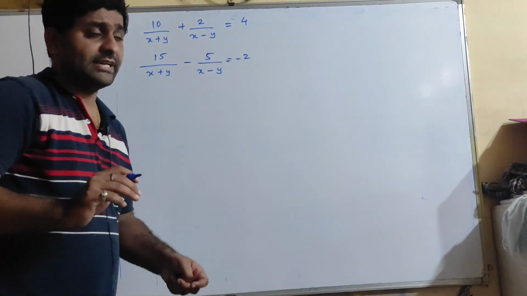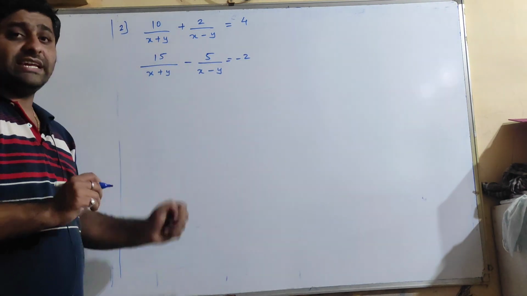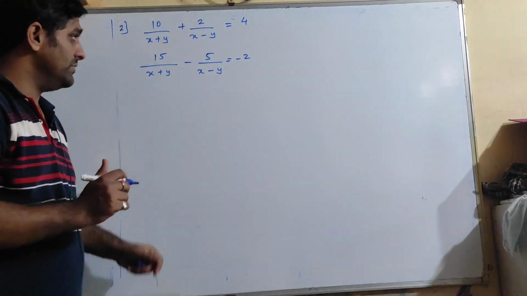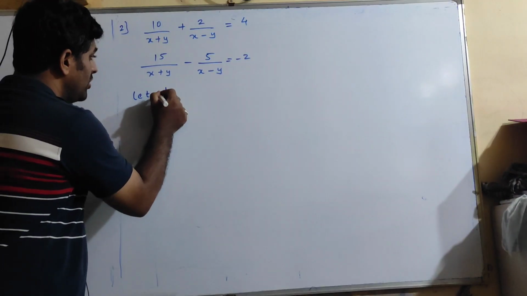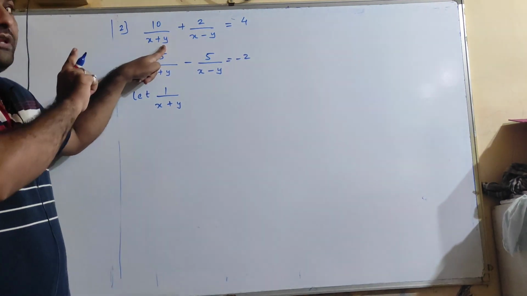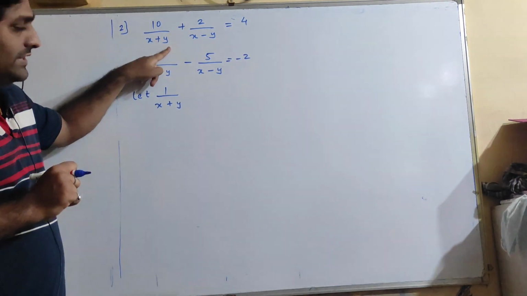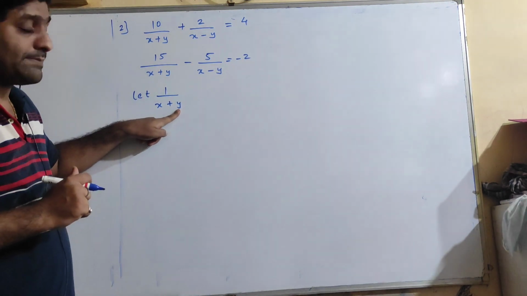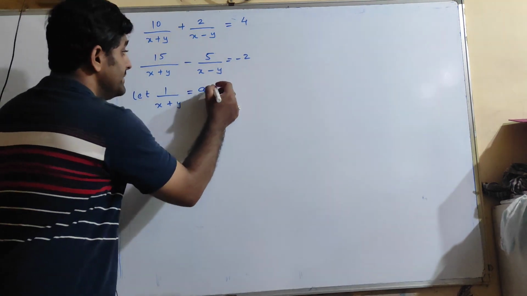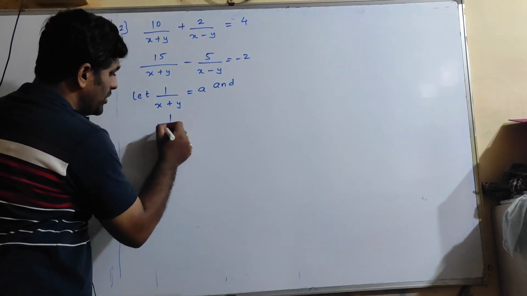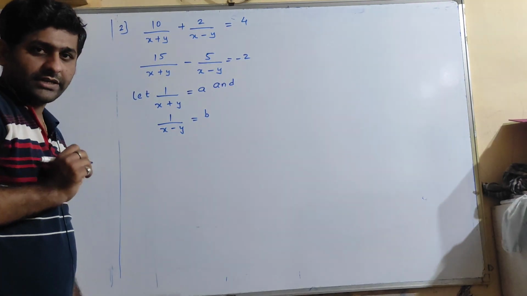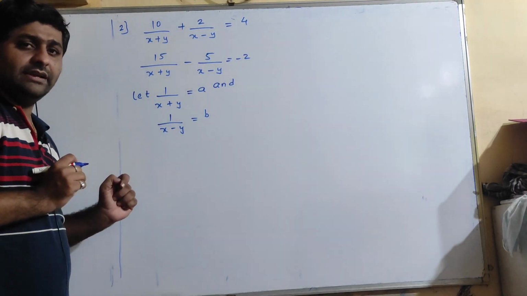Now students, pay attention. Again we see that the variables are in the denominator. As I told you, students, we should start with an assumption. So let 1 upon x plus y. Now you can notice, students, in place of x from the previous sum, here there is x plus y. So we will take it as 1 upon x plus y. Let's say this as a, and 1 upon x minus y equals to b. Correct, students?